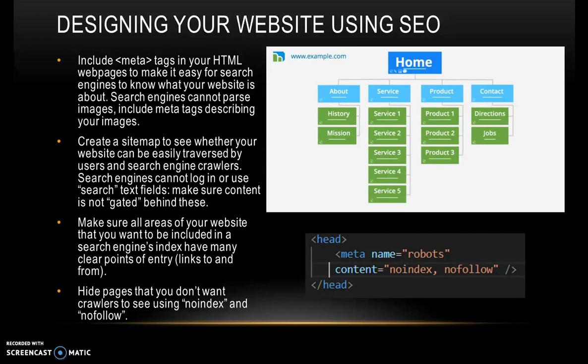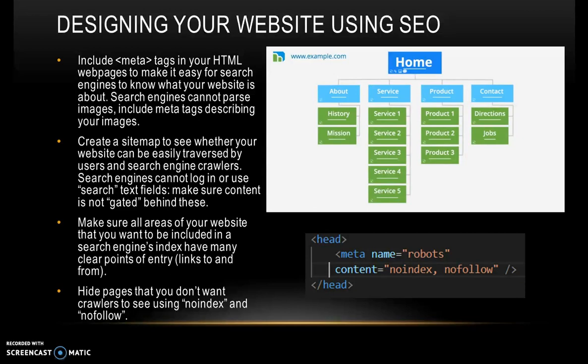Second, you can create a sitemap to see whether your website can be easily traversed by users and search engine crawlers. A sitemap will let you know if there are any web pages on your site that are difficult to access, perhaps because they are isolated from other pages by not having any links pointing to them. This could also let you know if any important information is locked behind logins or search text fields. The image on the right represents an example of a sitemap, but sitemaps can also come in many different forms and setups.